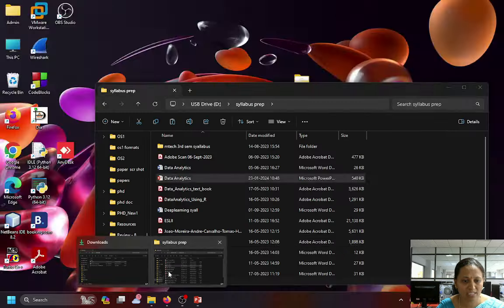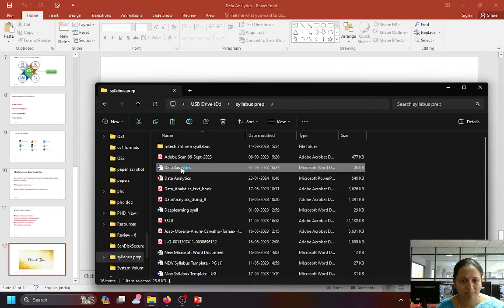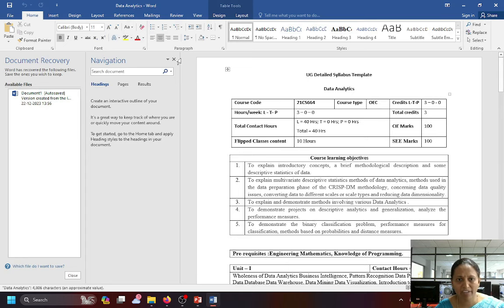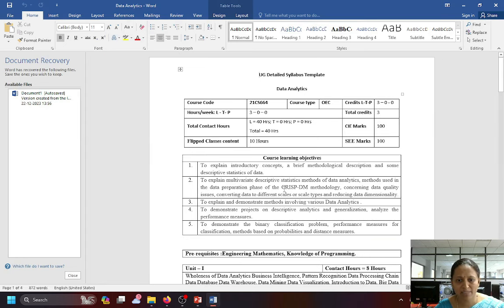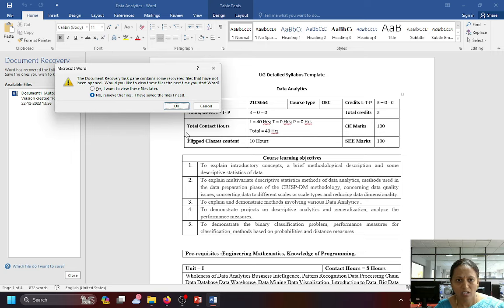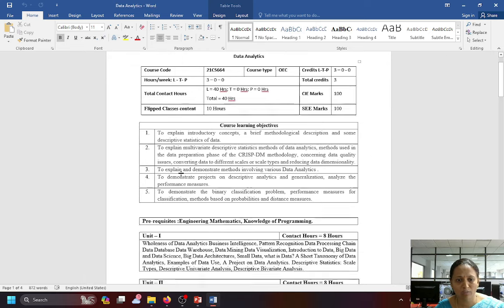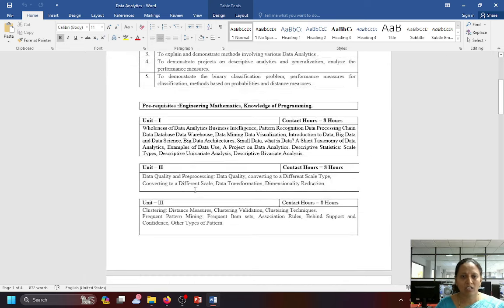When we go through the syllabus for data analytics, it has been divided into five modules. Here, the first module mainly deals with the wholeness of data analytics in business intelligence. Here, we are studying what is data, what is raw data, and how we are going to gather the data. Then in unit 2, we are pre-processing the data, that is, data cleaning is required before we process the analytics part. So that is covered in unit 2.